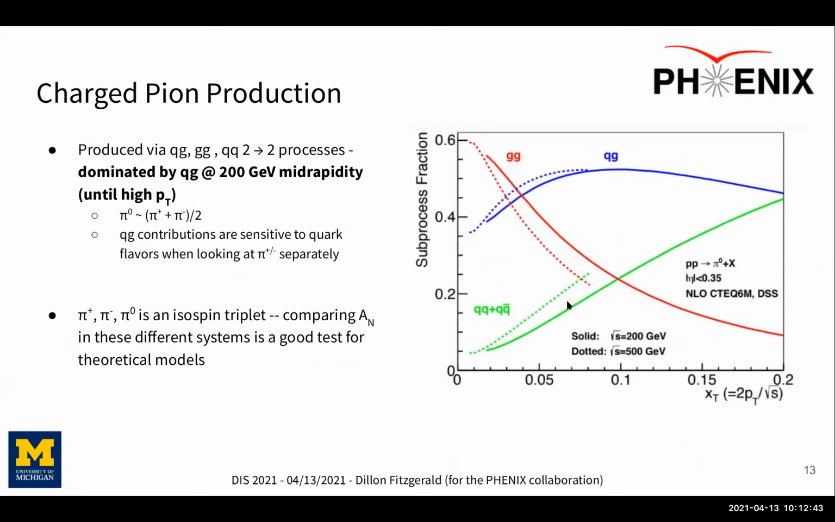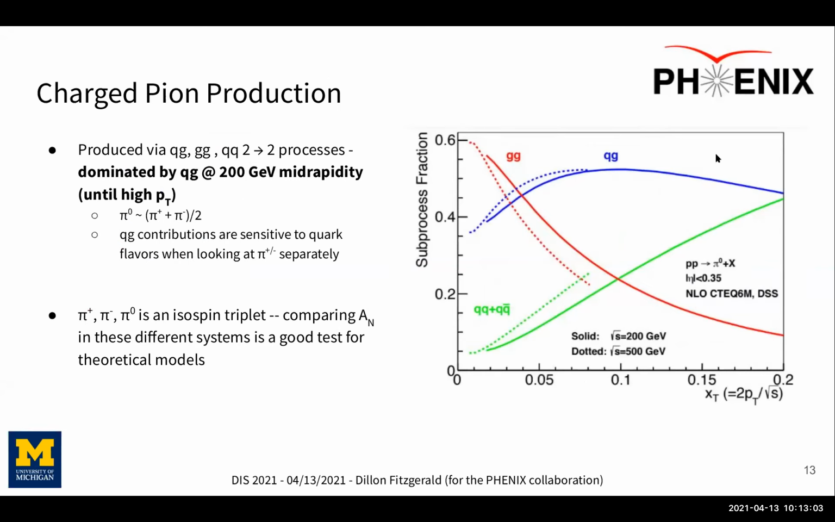Okay, so now I want to talk a bit about our charge pion measurements. So first, to talk a bit about charge pion production, this is produced by quark-gluon, gluon-gluon, and quark anti-quark 2-to-2 processes, but it's dominated by the quark-gluon channel at 200 GeV and mid-rapidity, at least until high pT.